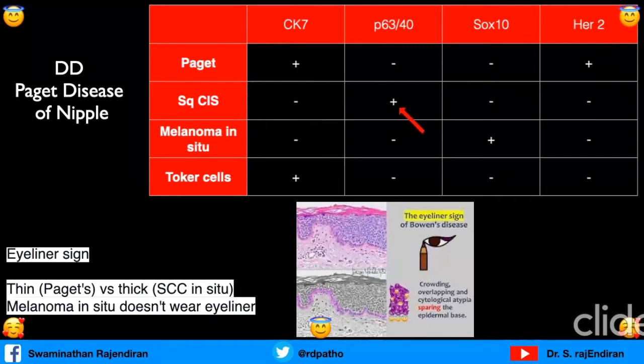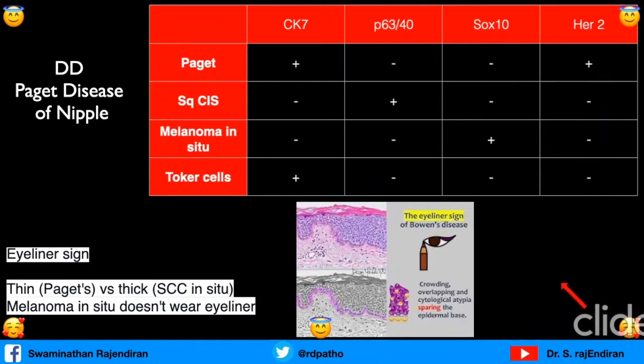Squamous cells are positive for P40. Melanoma is positive for SOX10. That's the new marker. We used to do HMB45 and Melan A, but SOX10 is more sensitive and specific. Toker cells are positive only for CK7 and negative for HER2/neu. That's how you differentiate Paget's.